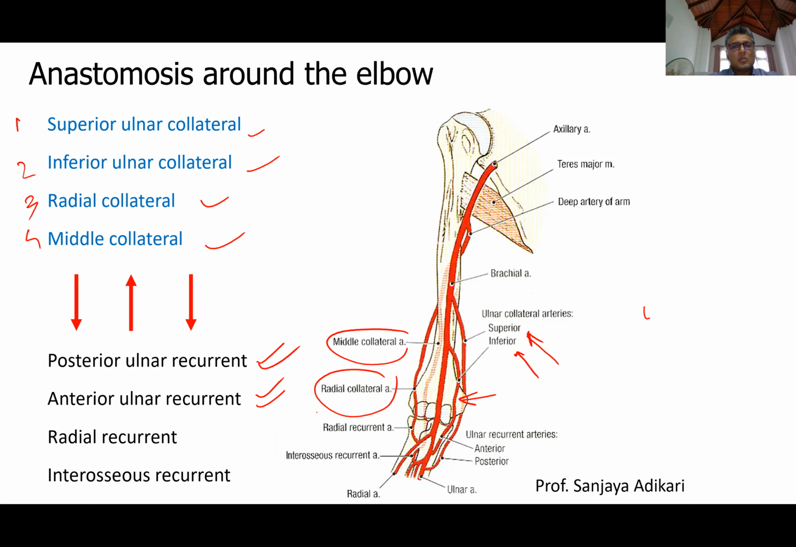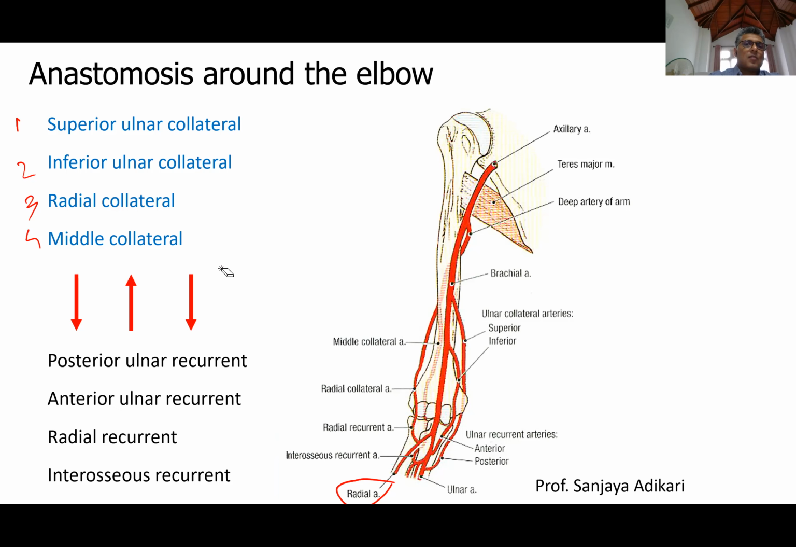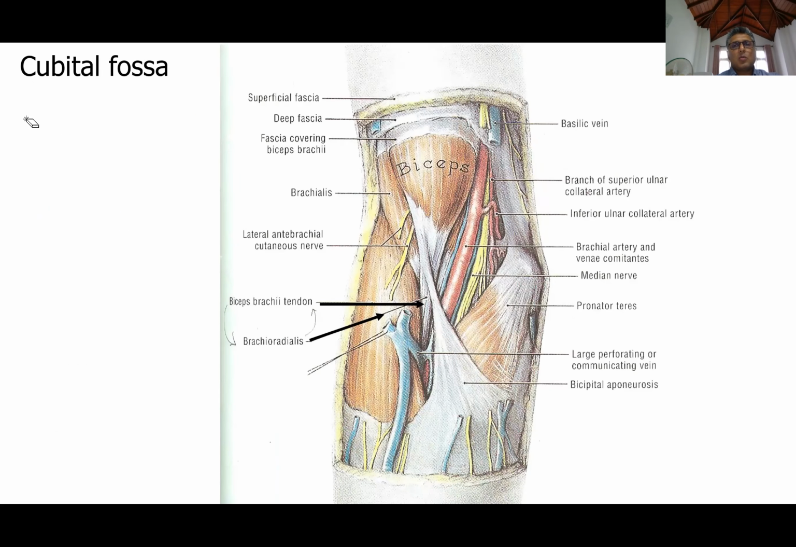Then the radial recurrent anastomoses with the radial collateral here, given off from the radial artery, of course. Then the interosseous recurrent, given from the common interosseous artery here, anastomoses with the middle collateral artery. So you might not be able to remember these things exactly like this, but at least have an idea that there are four given from the brachial artery and the deep artery of the arm, and then from the ulnar artery and the radial and common interosseous arteries. Okay, that is it.